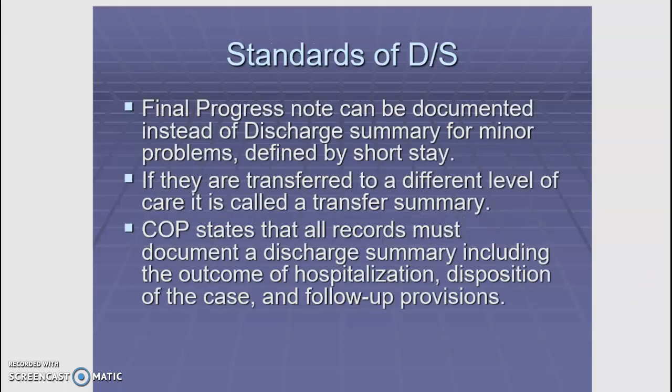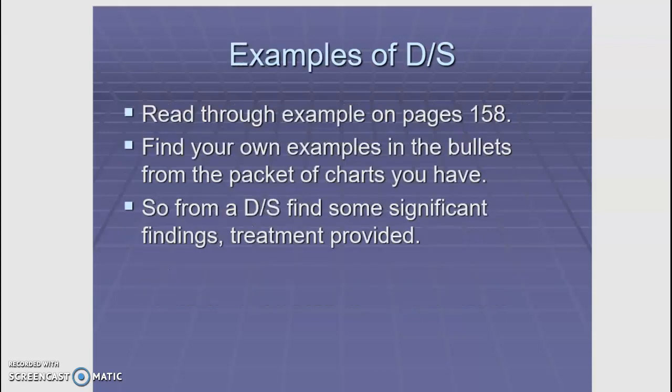So the final progress note can be documented instead of a discharge summary, let's say just for a minor problem or defined by a short stay. And if they are transferred to a different level of care, then that's going to be called a transfer summary. So let's say they went right into skilled care or right into ICU. The conditions of participation state that all records must document a discharge summary, including the outcome of hospitalization, the disposition of the case, and any follow-up provisions.